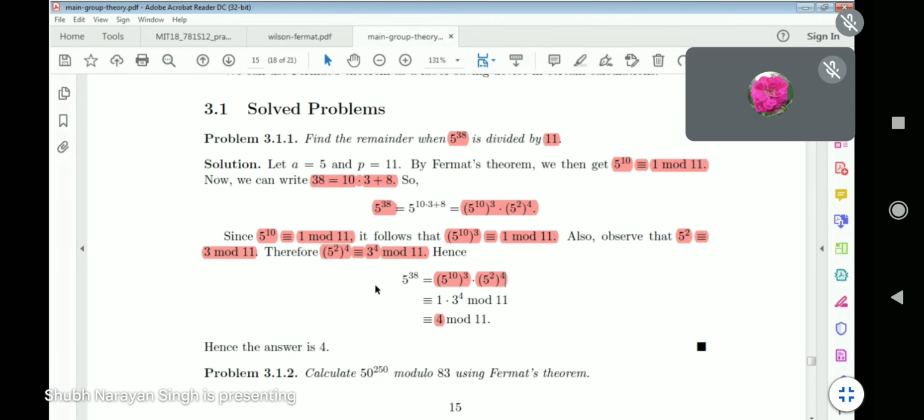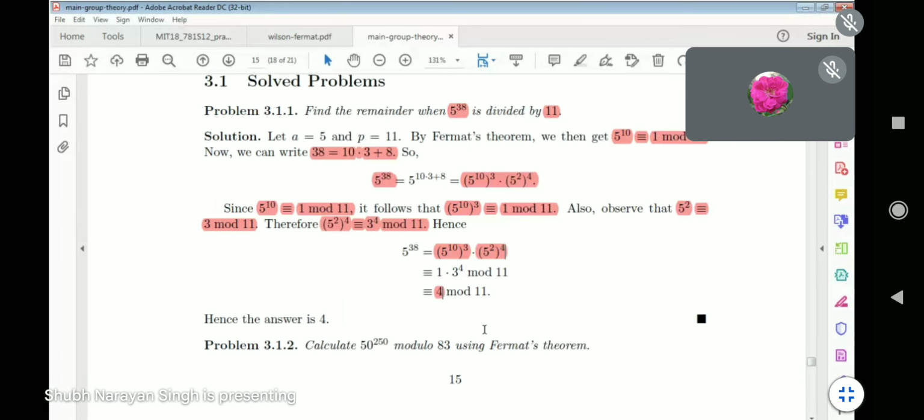The process is lengthy, but see, using Fermat's theorem, we reduce our computation. We just reach this point 5^10, then we have to look for the remaining part. So we do some calculation here, and we get the remainder 4 when 5^38 is divided by 11.